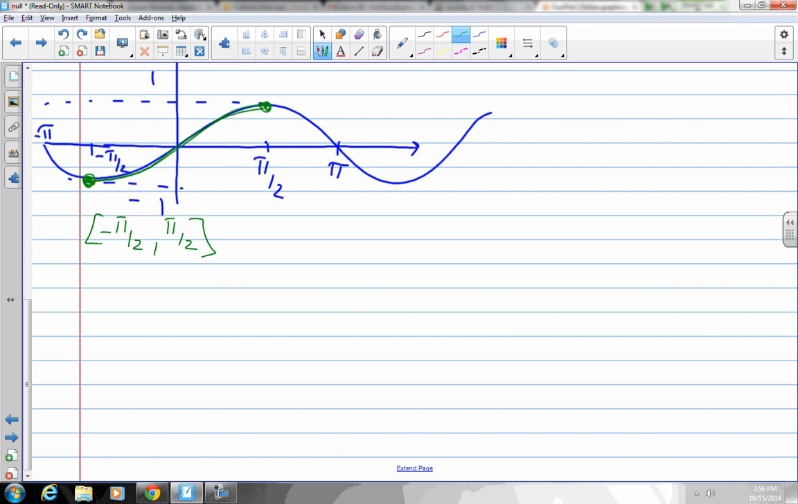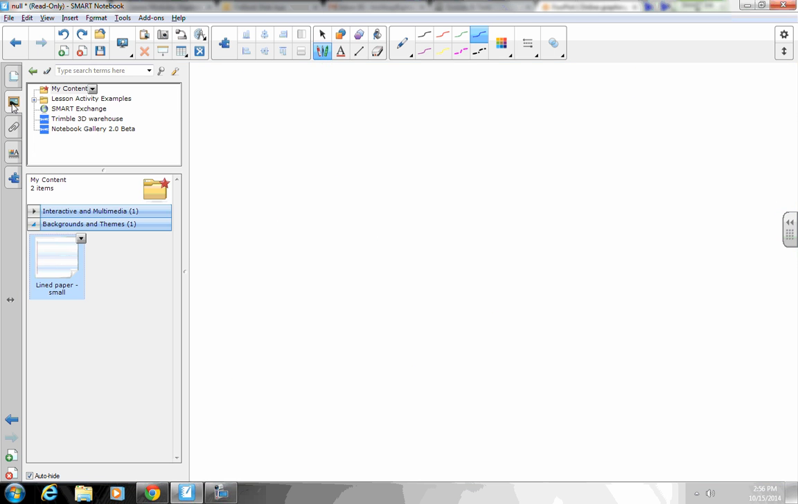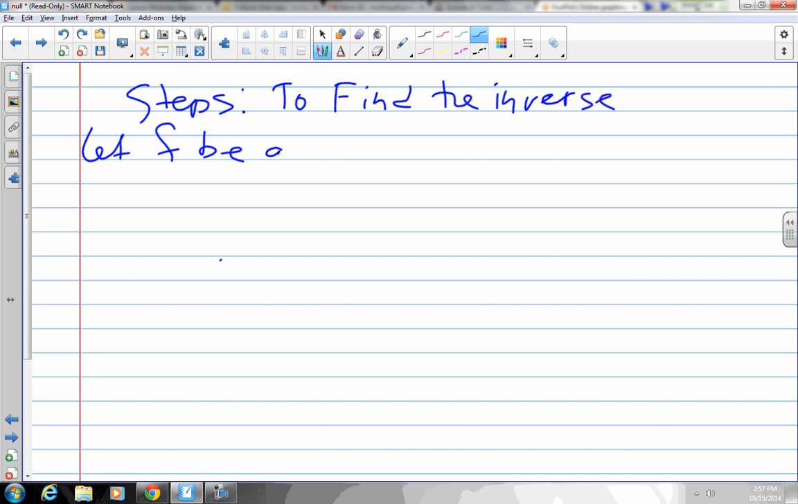I have one more thing. Because you got really good at my game of guessing the inverse, here are the official steps to find the inverse. So you don't have to do that guessing anymore. You don't have to reverse the order and change the actual operations. But here are the steps to find the inverse. So let f be a one-to-one function. So here are the steps.